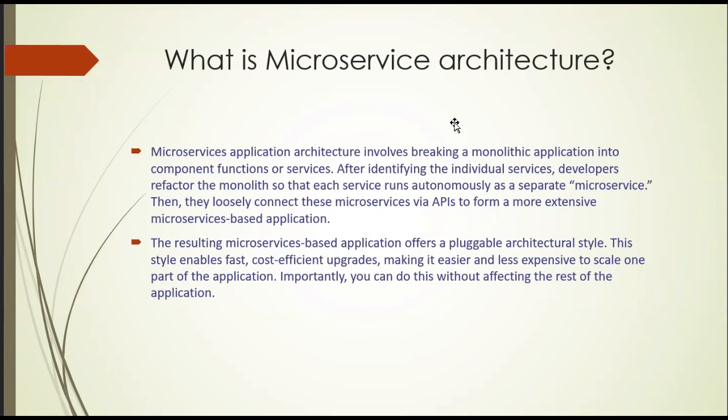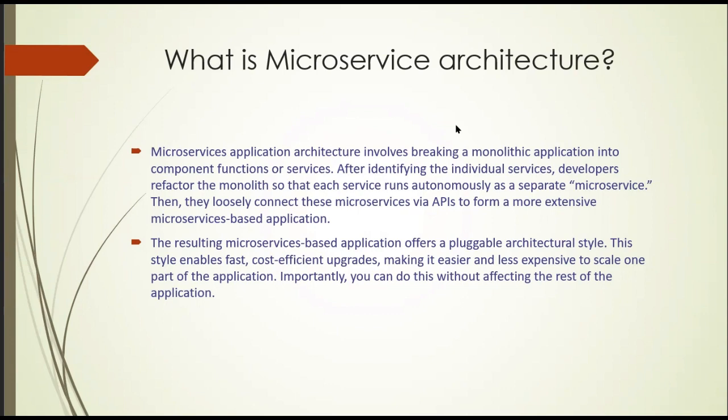All these services will communicate using REST API calls, so that information will be exchanged between two different services. So this is a major advantage in terms of scaling each service, and also fault tolerance, and also cost-efficient upgrades, and it makes it easier and less expensive to scale one part of the application. But in the monolithic, if any one service goes down, one service gets impacted, other services also will get impacted. But in the case of microservice, it will not impact other services because all are independent services. That is the advantage of using microservice architecture.